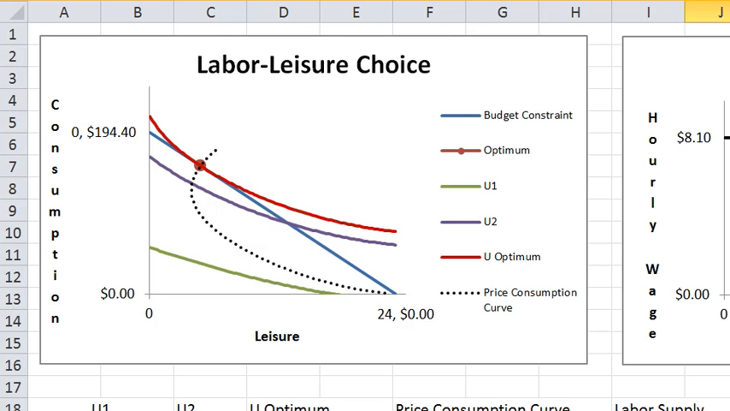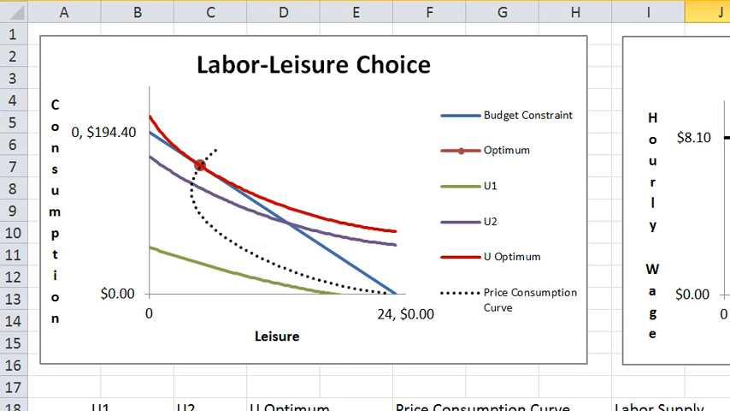This is perfectly okay. This is what's happening because this is a cross price effect. That is, the raise in the wage is really just a fall in the price of consumption, and the effect on leisure can go either way depending on whether consumption demand is elastic or inelastic.